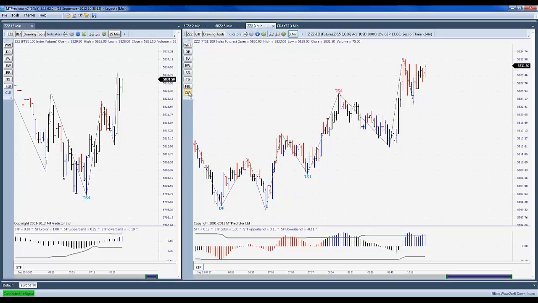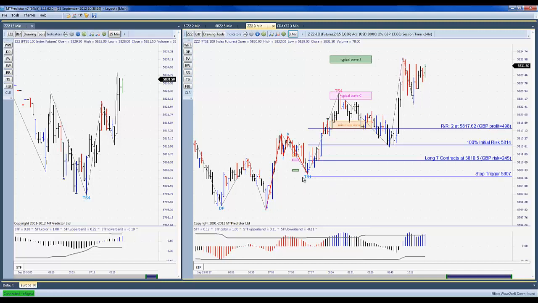Now the important thing about the Holy Grail trade setup is, in Elliott wave terms, the most common pattern in a wave 2 is an ABC correction. And if I put the analysis on this particular TS1 buy setup here, you can see that's what we've got. So this decline down here unfolded as an ABC.